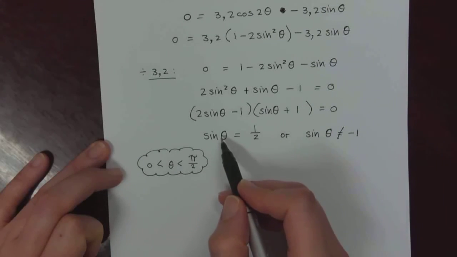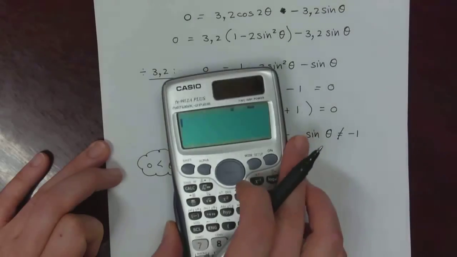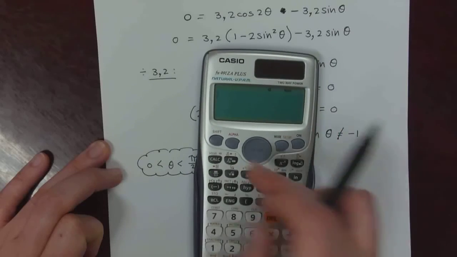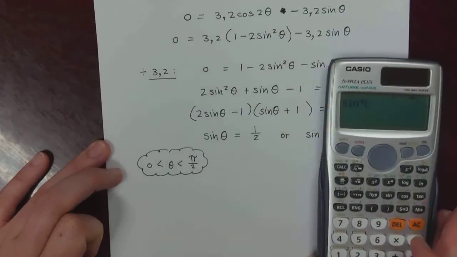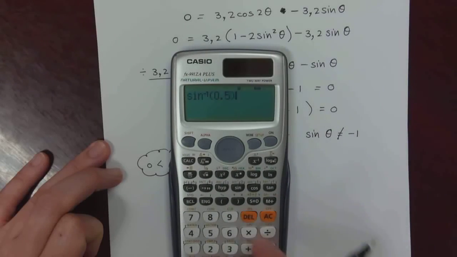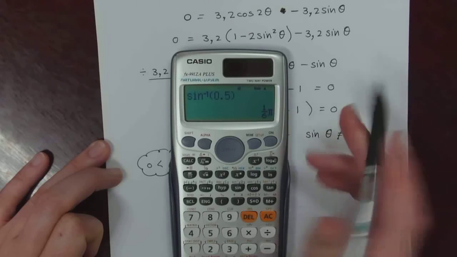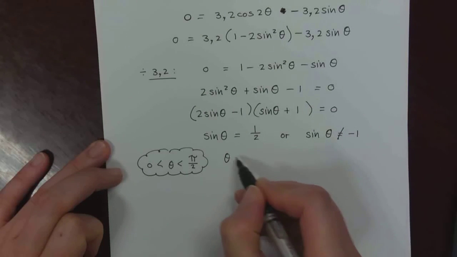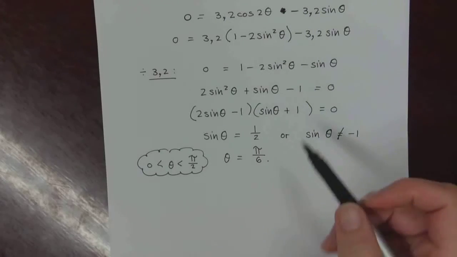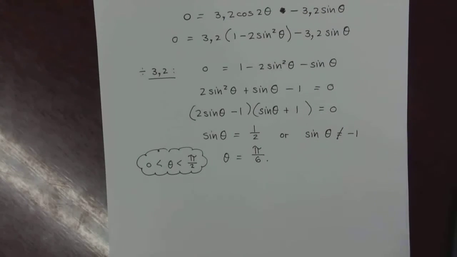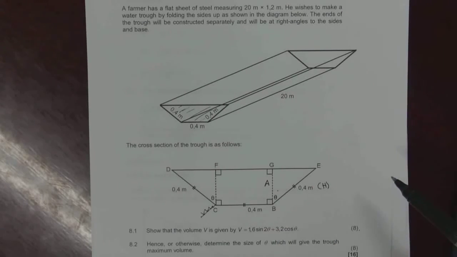So I go to this one, and when I go to this one, I make sure my calculator is set to radians, which you can see there it is, and I go shift inverse sine of a half. And I end up with 1 over 6 pi, or just pi over 6. And that's the answer. So if theta is equal to pi over 6, then the volume of this particular trough will be at a maximum.